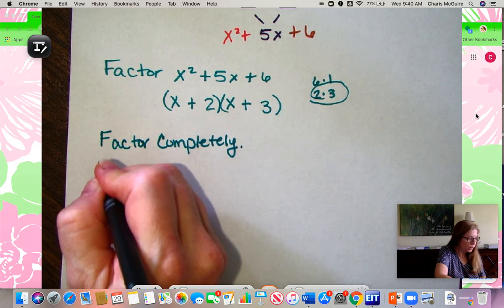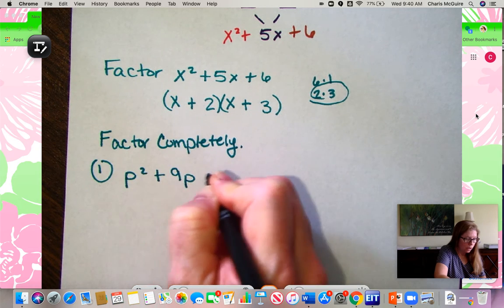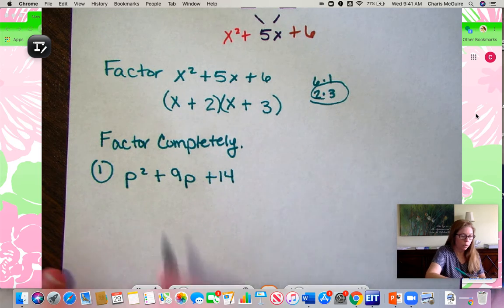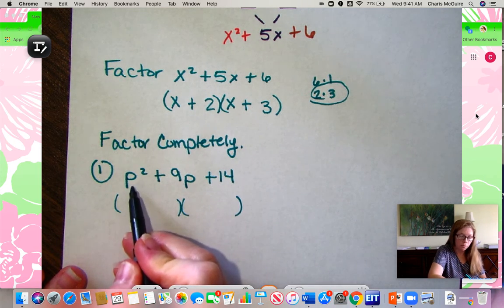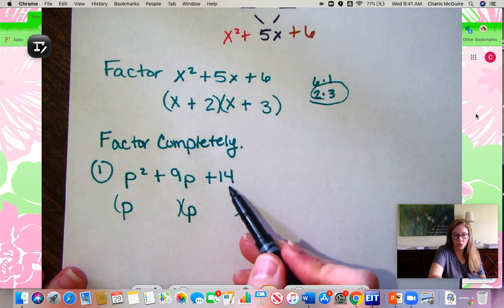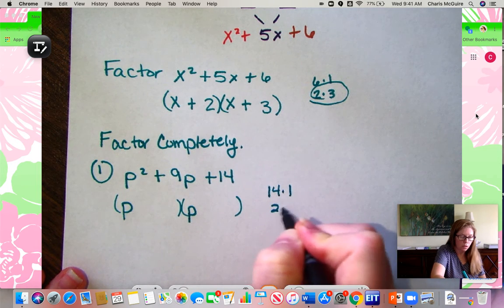So here's the first one. p squared plus 9p plus 14. I'm going to walk you through this one again because we don't know the answer to this one. So we're going to look at this trinomial and we're going to decide, does it have a GCF? Nope. So we're going to move forward and put down our parentheses. We're going to go to the first term, p squared. So it's p times p. We're going to go to the last term and we're going to look at the factors. We've got 14 times 1 and 2 times 7.